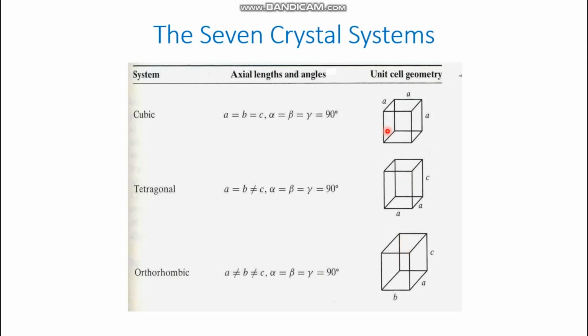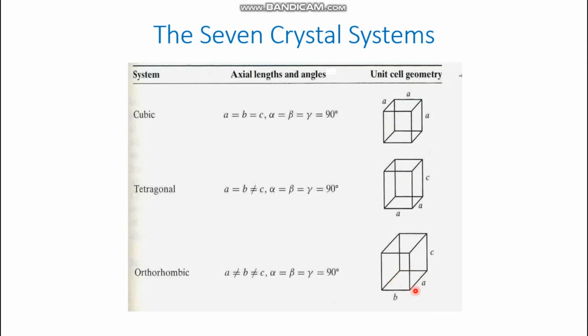What about the descriptions? All the edge lengths are equal, so a equals b equals c, and the corresponding angles between the 2 intersecting planes are also equal, and they are 90 degrees for a cube. You can find resemblance or similarity of this tetragon with a toothpaste box, where a equals b not equals c, while alpha, beta, gamma are all equal to 90 degrees.